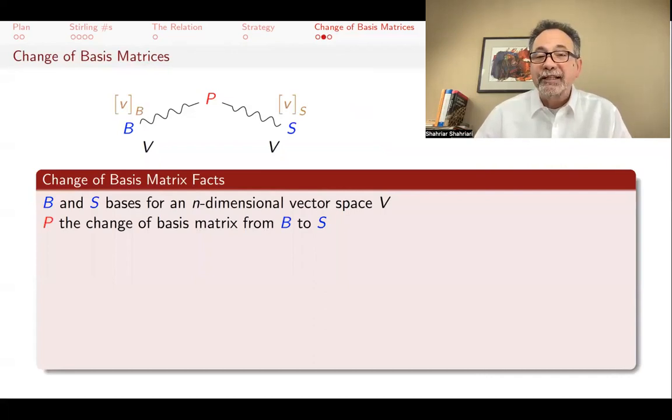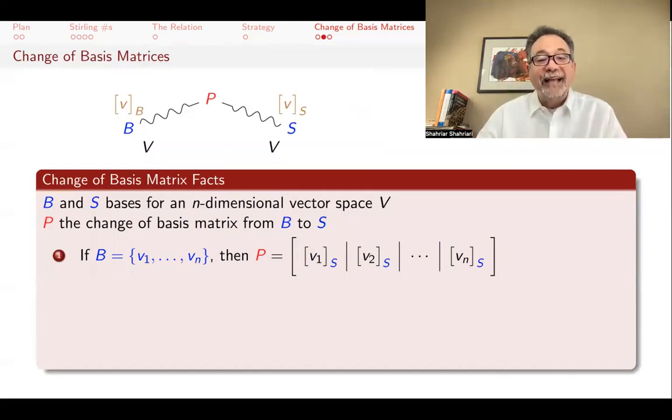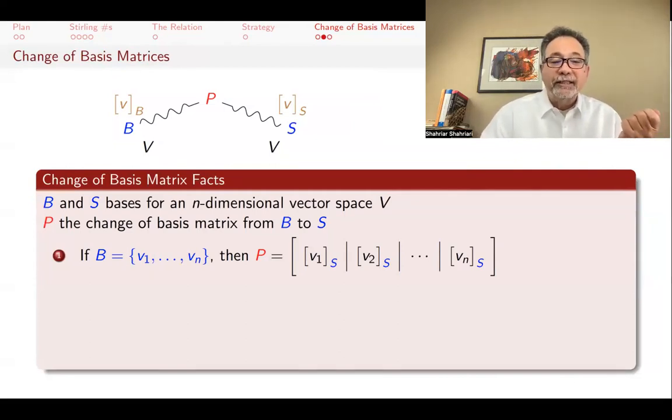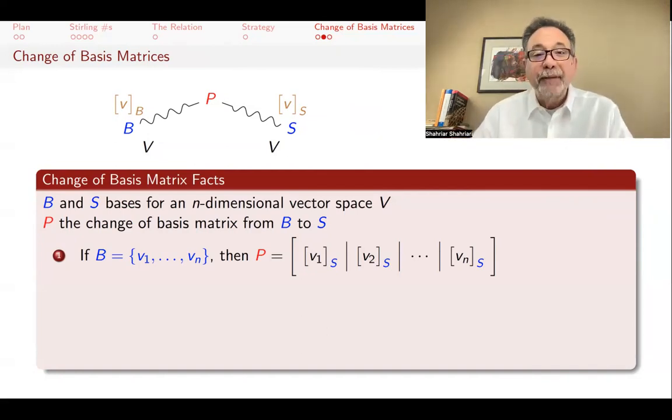This P is the change of basis matrix from B to S. Here are some facts about it. First of all, as I just explained, I can tell you what its columns are. Each of its columns is this: you take the elements of your basis B, you want to go from B to S, so you take the elements of the basis B and write them in terms of the basis S.